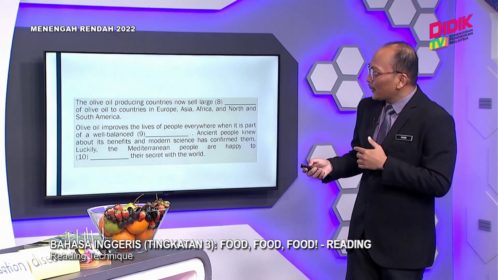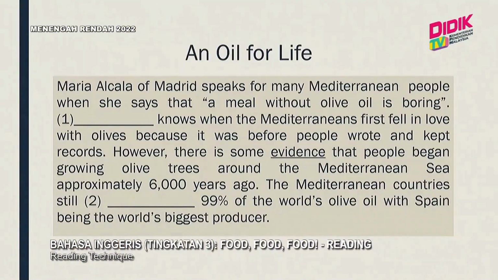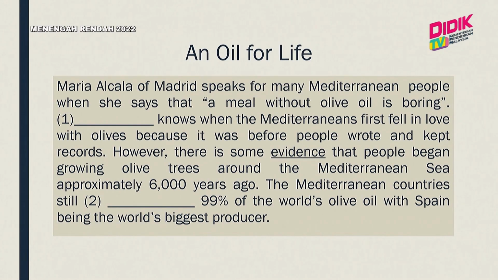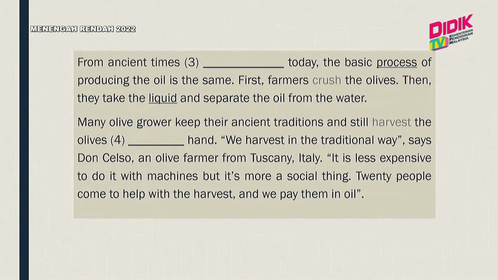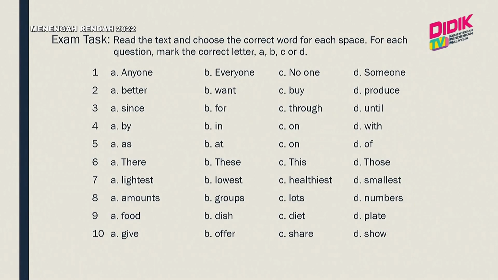So we are going to let our pupils read. We are going to give them some time, because when reading, you need to be given the time to actually comprehend the text. After that, what they are going to do is this. Sean, this is something that they need to do. Read the text and choose the correct word for each space. For each question, mark the correct letter A, B, C, or D. So why don't we give them some time to actually read the text and find out the answers.